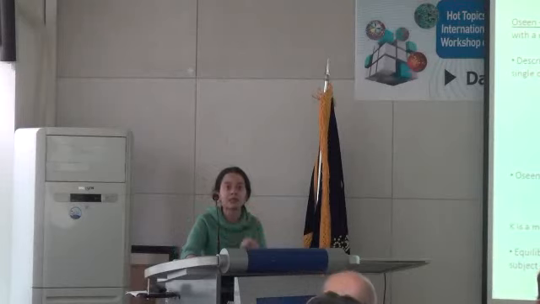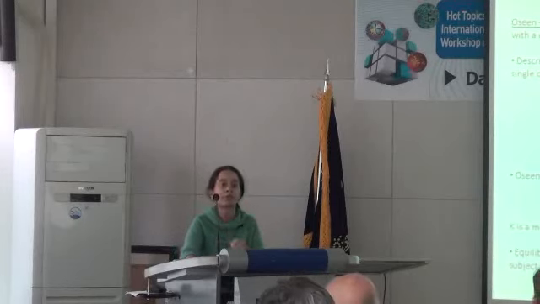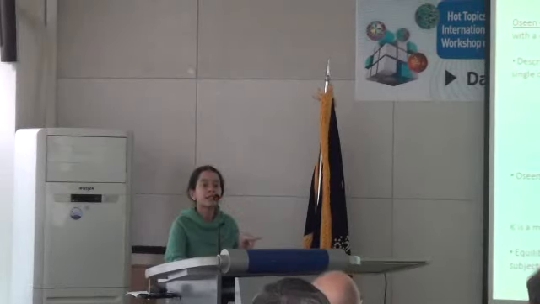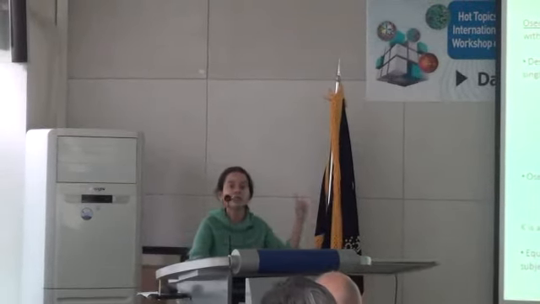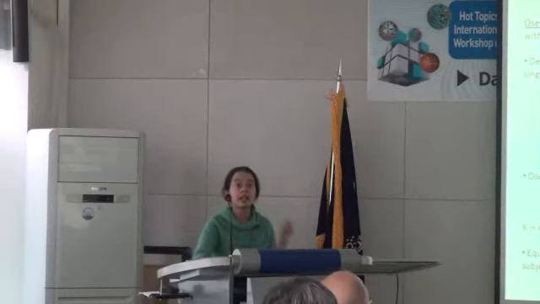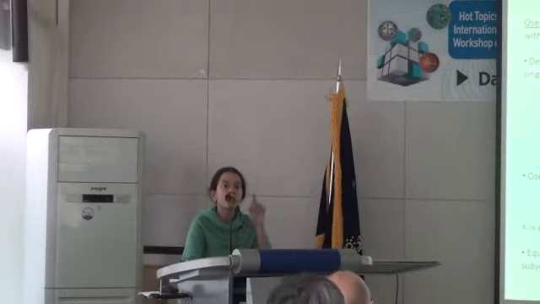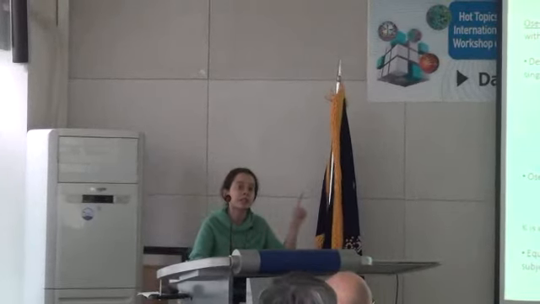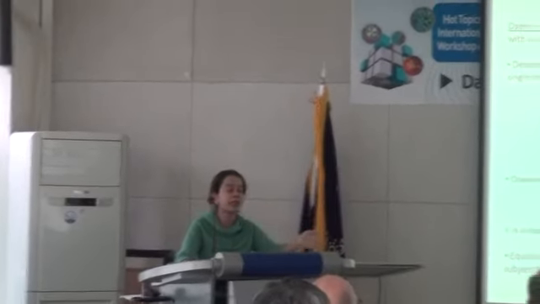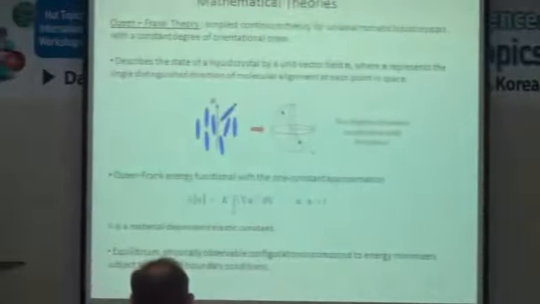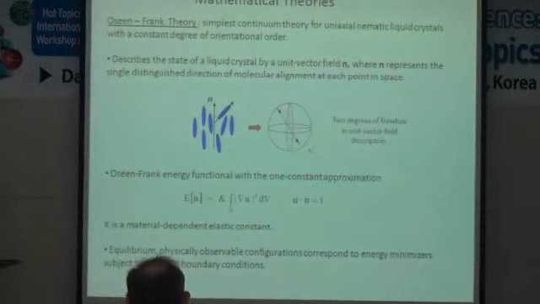The Oseen-Frank theory is the simplest continuum theory for nematic liquid crystals because it is restricted to strictly uniaxial nematic materials with a constant degree of orientational ordering. And just to remind you, uniaxial means a single preferred direction of molecular alignment. The Oseen-Frank theory can only model this one direction. It can't even account for any variations in the degree of ordering about this direction. It can only describe this direction.